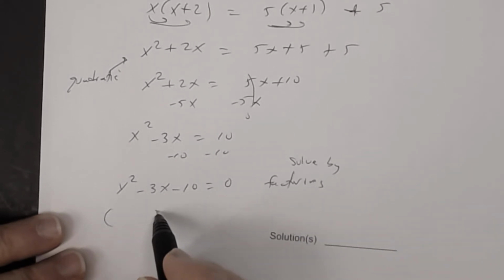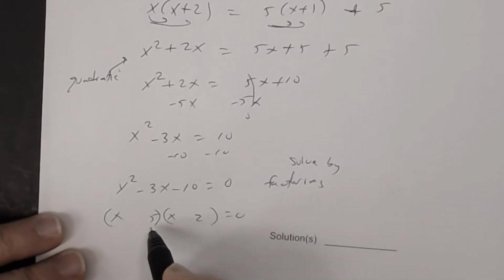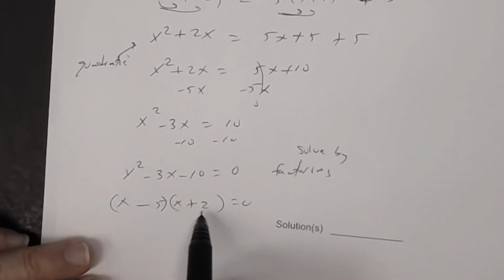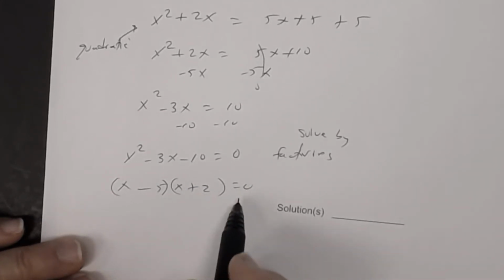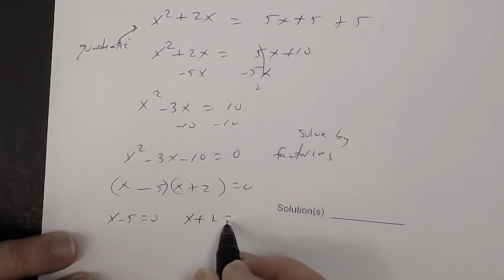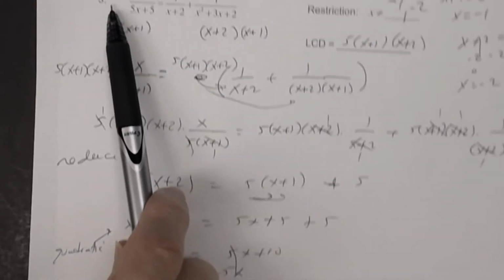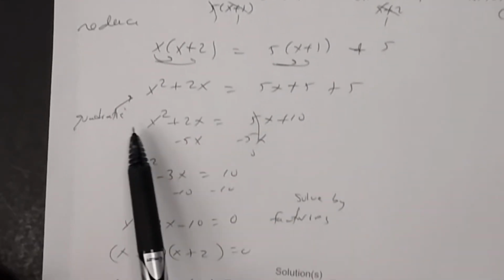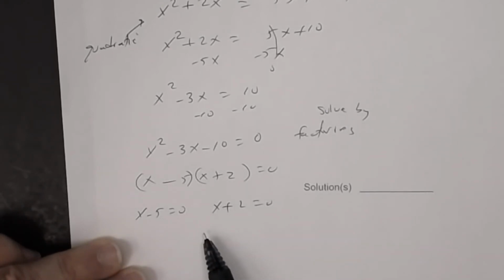Okay? So we're going to factor this. So I get x, 5, 2, and the 5's going to be negative, the 2's going to be positive. And so when you check it, you get this back. Now remember the zero factor property? So I'm going to say each factor equal to 0. So x minus 5 equals 0. x plus 2 equals 0. And notice what happens. You went from a rational equation to a quadratic equation to 2 linear equations.